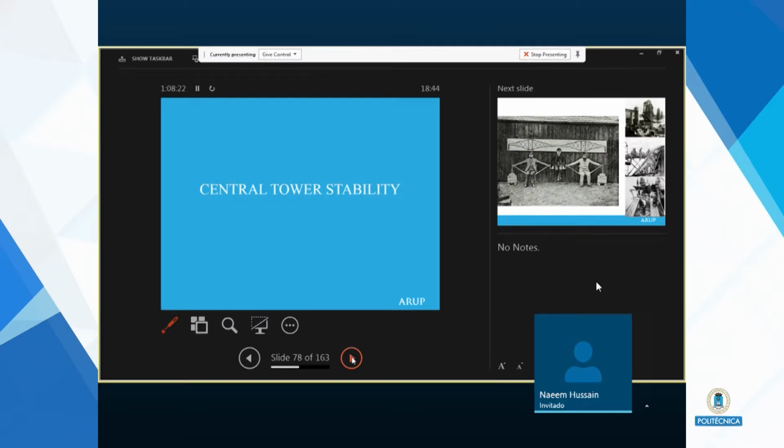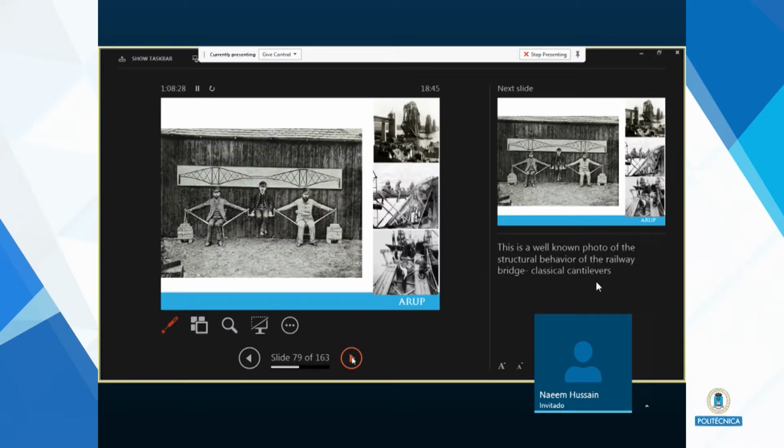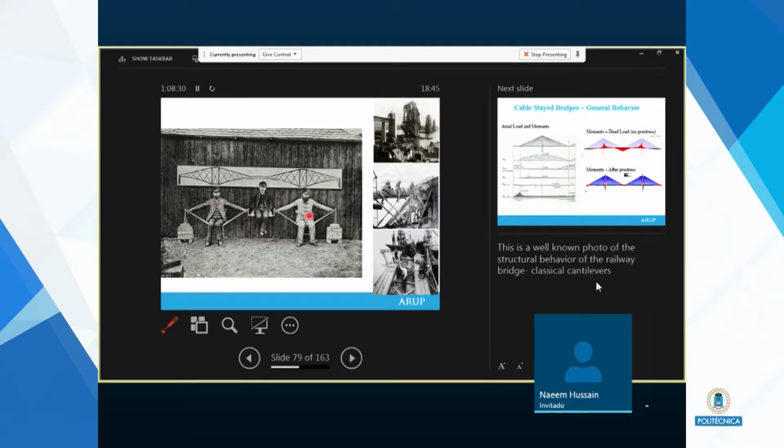So this comes back to, I will talk about the 3-tower cable stay bridge and what happens with the central tower. Now, this is a well-known phenomenon of a suspension bridge or cantilever bridge, where you have cantilever, then you have load in the middle.